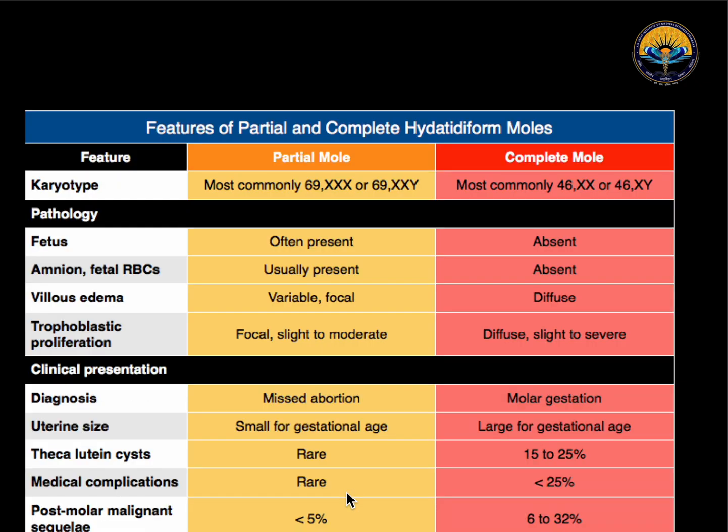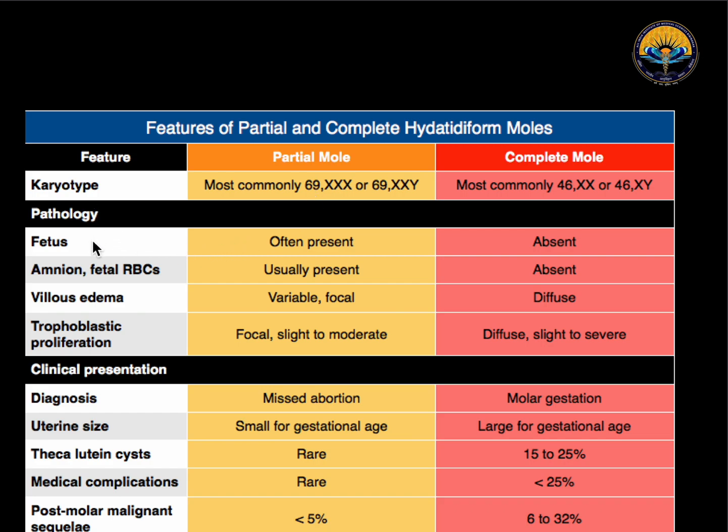So coming to differentiating partial mole and complete mole, like I told you, complete mole will have two sets of paternal genes. So we will have 46 chromosomes. Whereas in partial mole, there will be one maternal and two paternal sets. So we will have 69 chromosomes. That is three sets of genes.